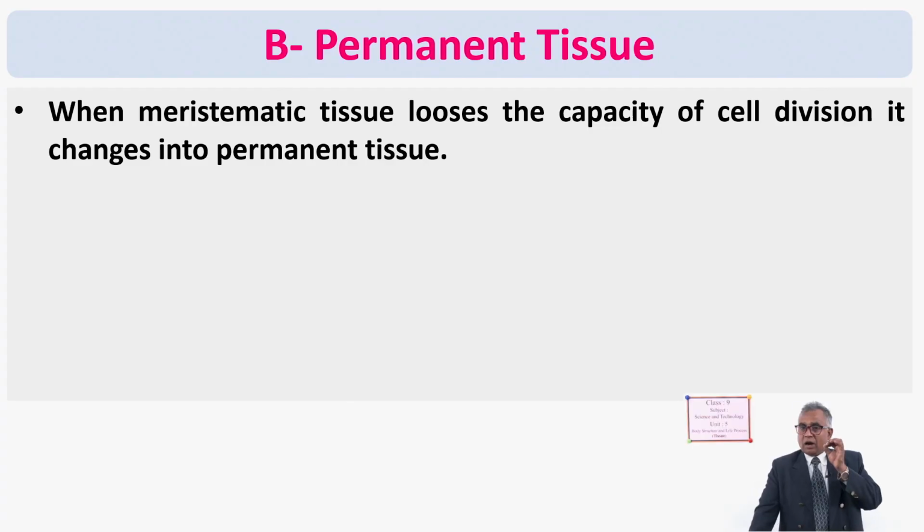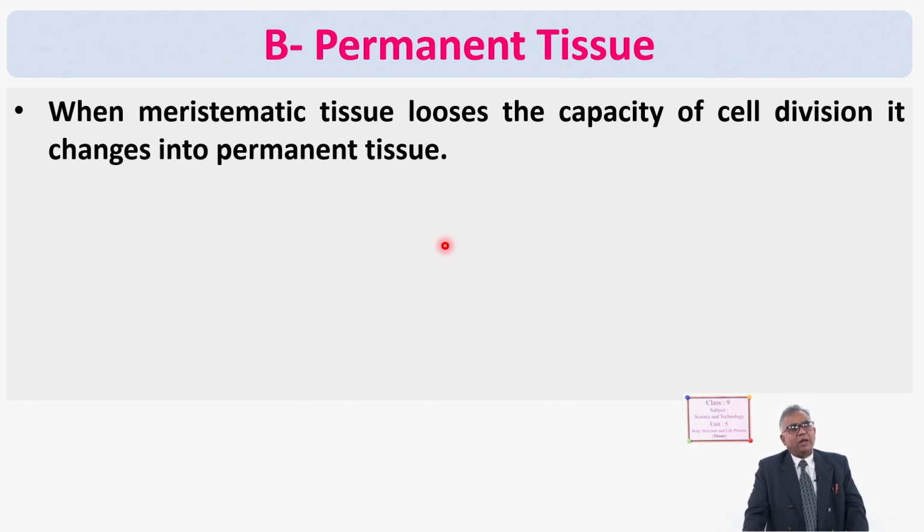Let's see how many types of permanent tissue are there. What are permanent tissues? At first, already you have been introduced that permanent tissues are those tissues which have no capacity of cell division. So when meristematic tissue loses the capacity of cell division, it changes into permanent tissue. And this sentence will solve a very nice problem that can be asked of you.